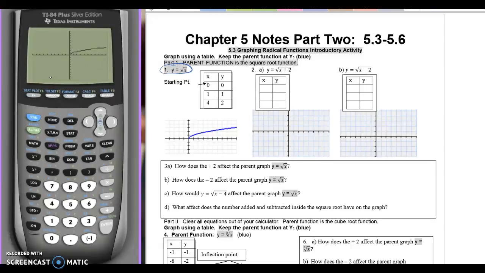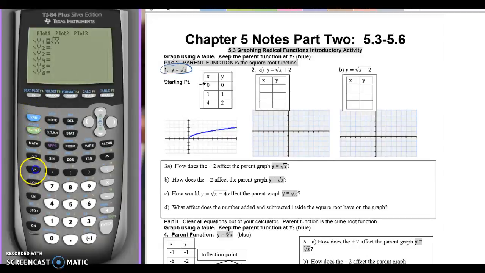We're going to leave this in our y1. Go back to your y equals button. Leave y1 alone, and on your fancy colored screens, that'll be the blue graph. The next one is the red graph. We're going to enter the square root of x plus 2.